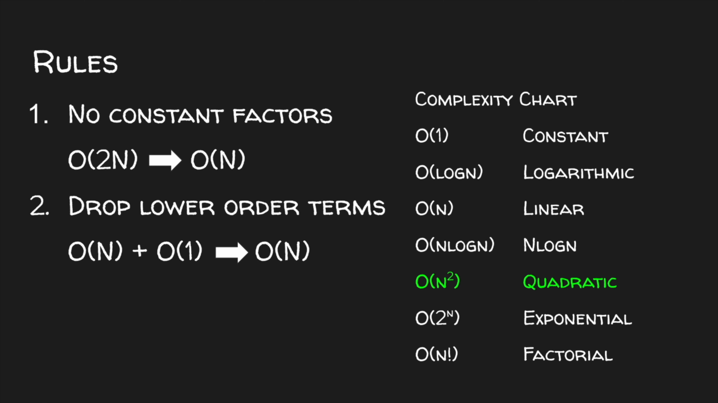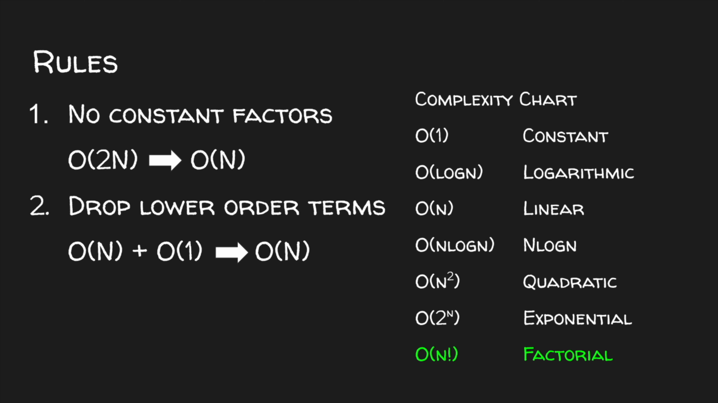O of 2 to the power of n is called exponential time, since the variable n is the exponent in the expression. Finally, O of n factorial, which is n times n minus 1 times n minus 2, etc. until we get to 1, is just called n factorial.